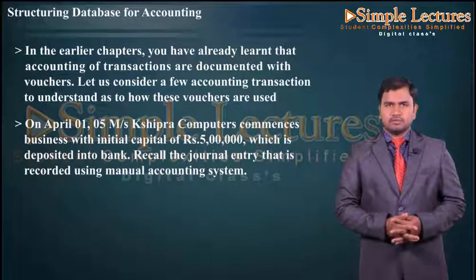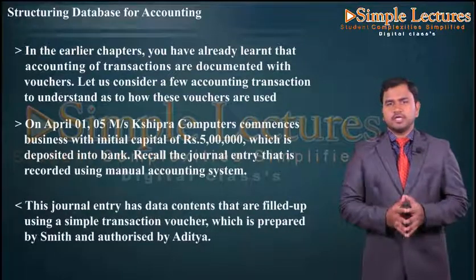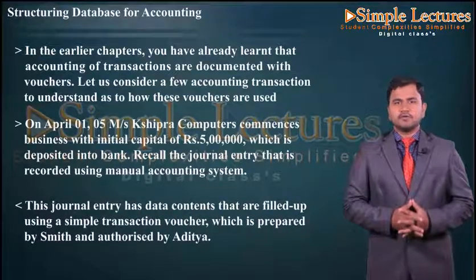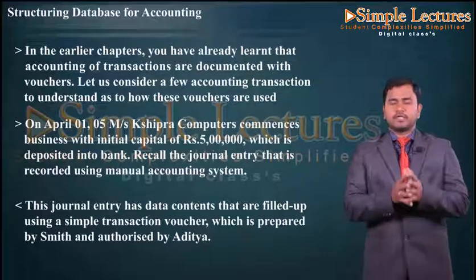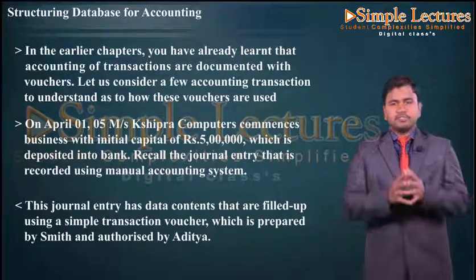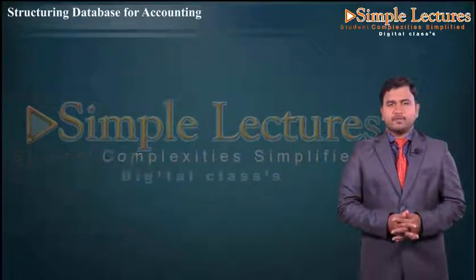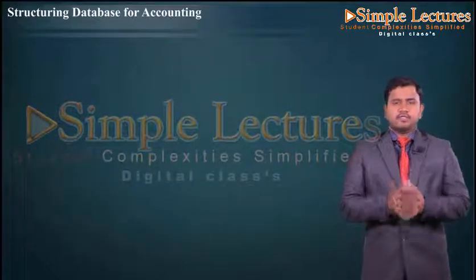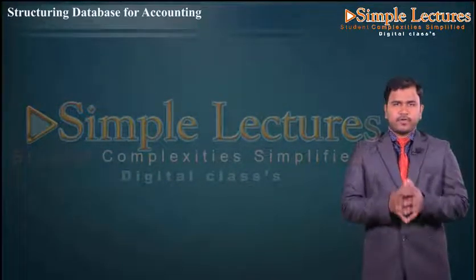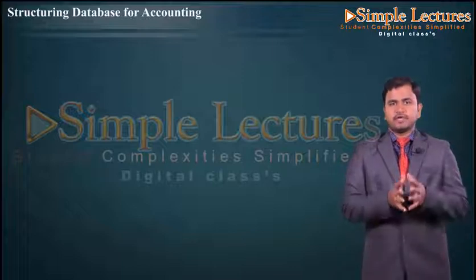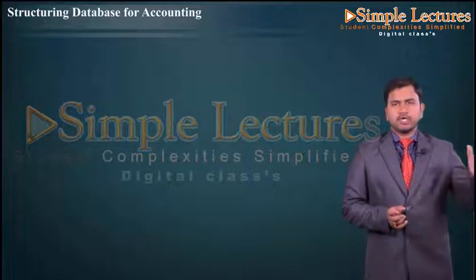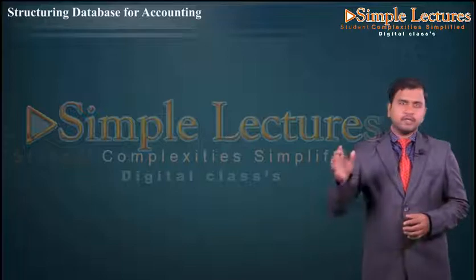This journal entry has data content that is filled up using a simple transaction voucher, which is prepared by Smith and authorized by Aditya. Now let us see how the voucher was prepared for this simple transaction, considering that it is authorized by Aditya and prepared by Smith.